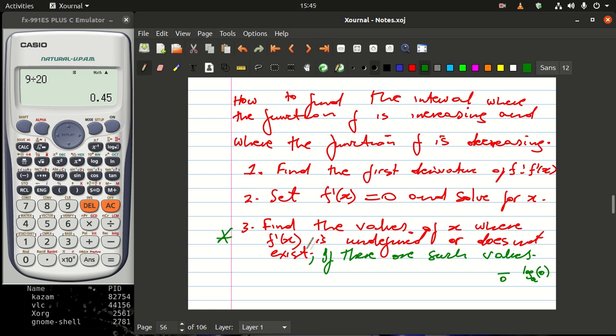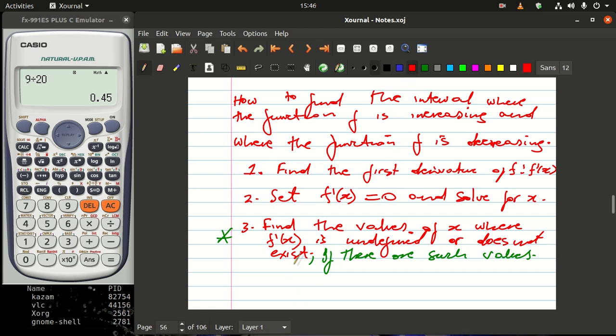Either you have a fraction or you have those functions that are not defined on certain values, like a tan function or something like that, whereby you are having an undefined when you're plugging certain values. So you are looking for those values here where the function or the first derivative is undefined.